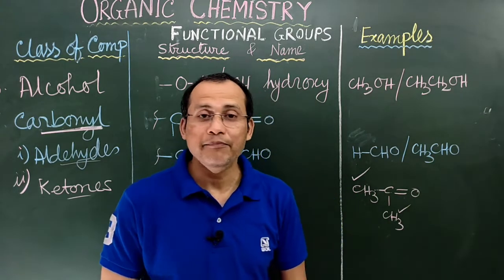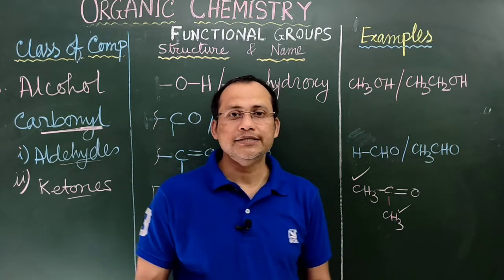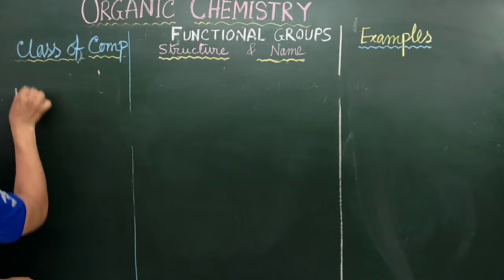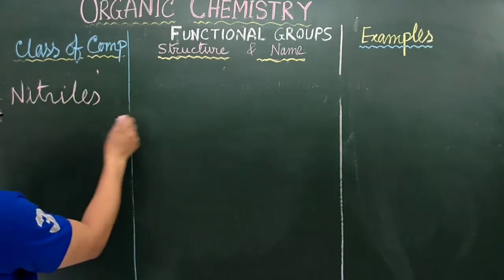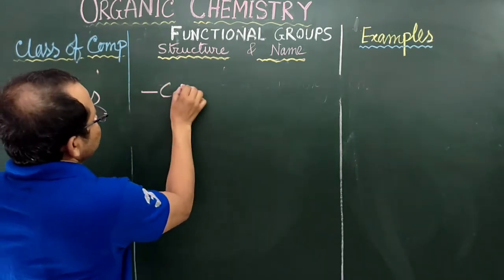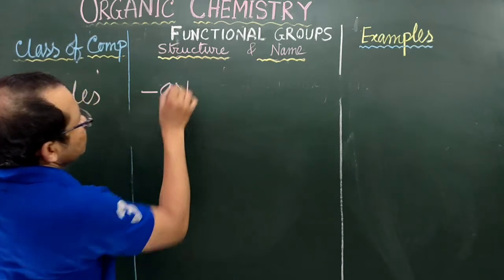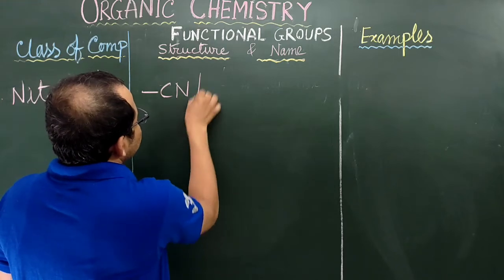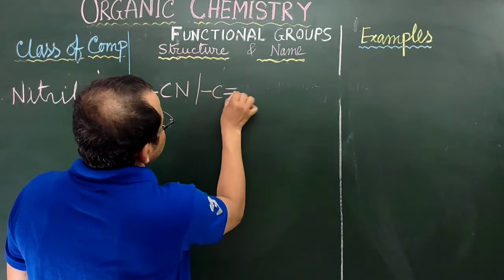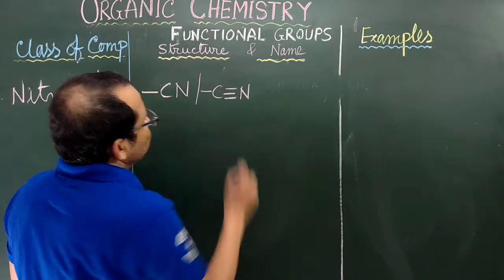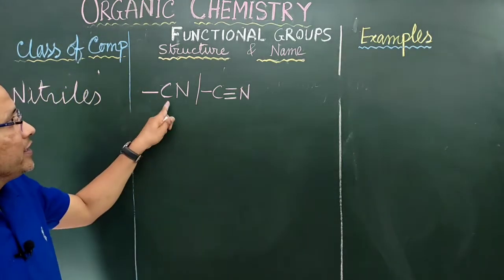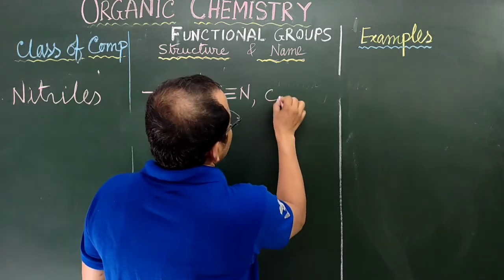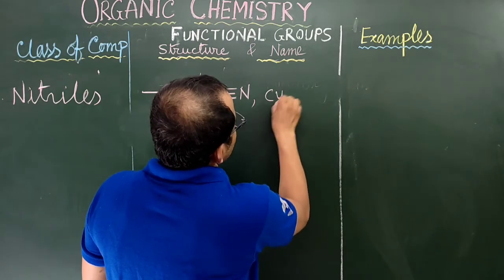Now another very important compound, which is nitrile. Nitriles mean any compound where carbon is triple bonded to nitrogen, and if we write down this one in split form, it will be carbon triple bond nitrogen. And if in any compound this is there, the compounds are called cyano.